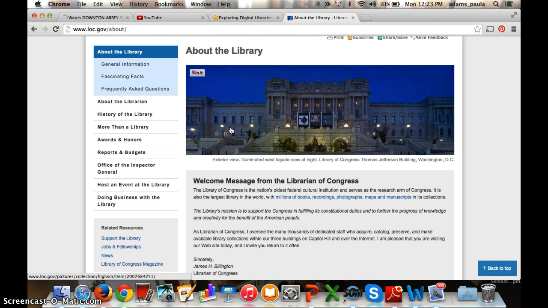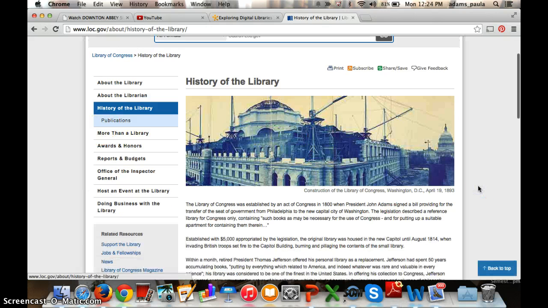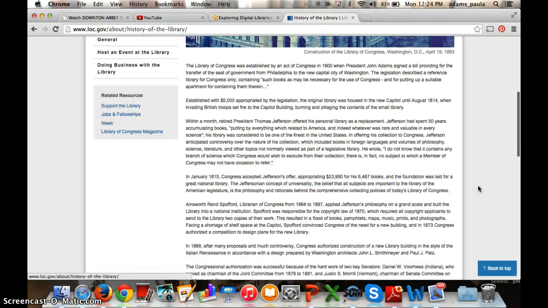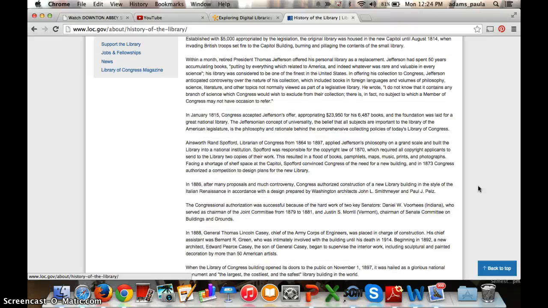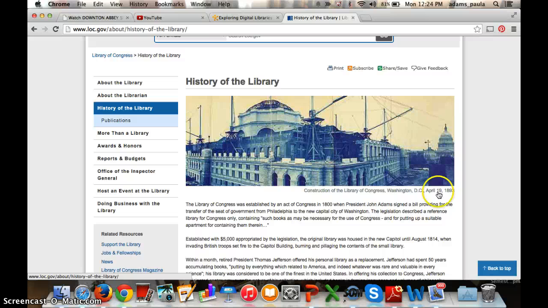However, that mission has changed, and I'd like for you to read a little bit of that here when you read about the history of the library. So here is the link for the history of the library. A lot of good stuff here. There will be probably one question concerning the Library of Congress on the assignment for this week. Most importantly, I'd like for you to also visit More Than a Library.